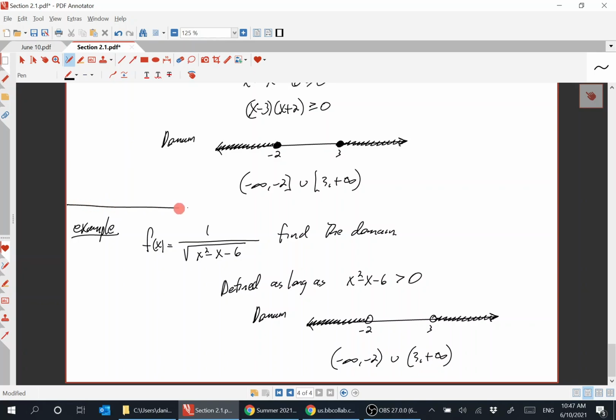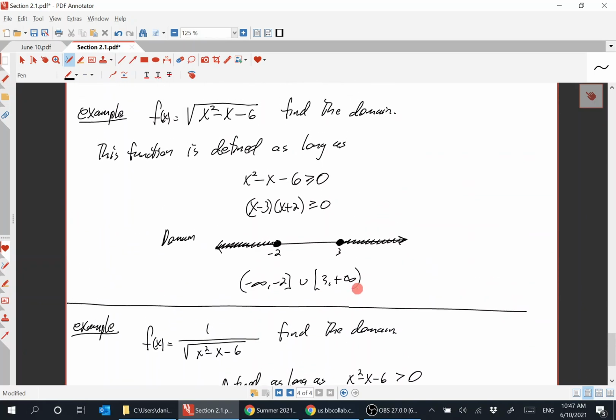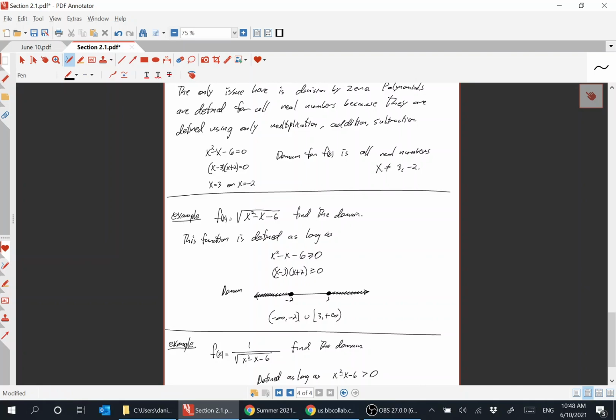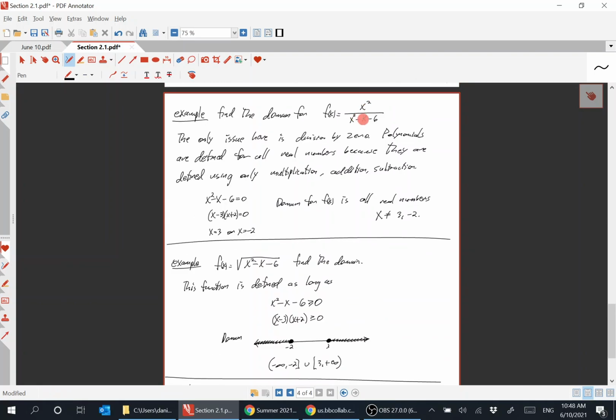Right? Very, very similar examples, these three. I just used that same polynomial on the denominator in three different ways, right? This function, the only problem is division by 0. So we found out where the denominator was 0.